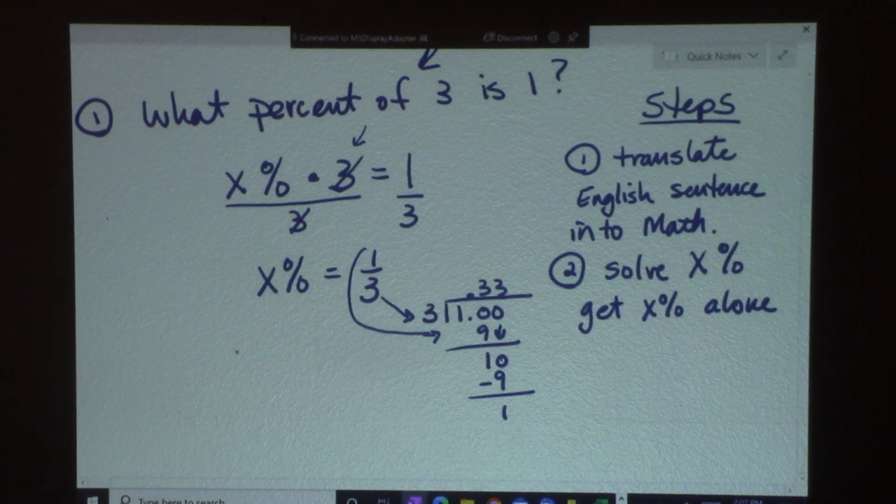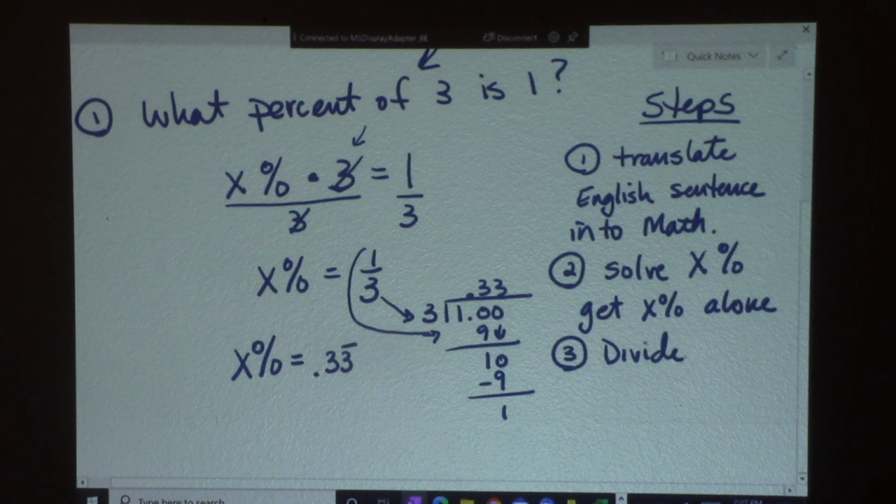So I end up now, I've got x% equals, and instead of writing 1/3, I'm going to write 0.33 with a line over my second 3. Okay, so what did I do for that step? What I did is I divided to get a decimal. And we already did this, changing fractions to decimals in a previous chapter. So we've done that before.